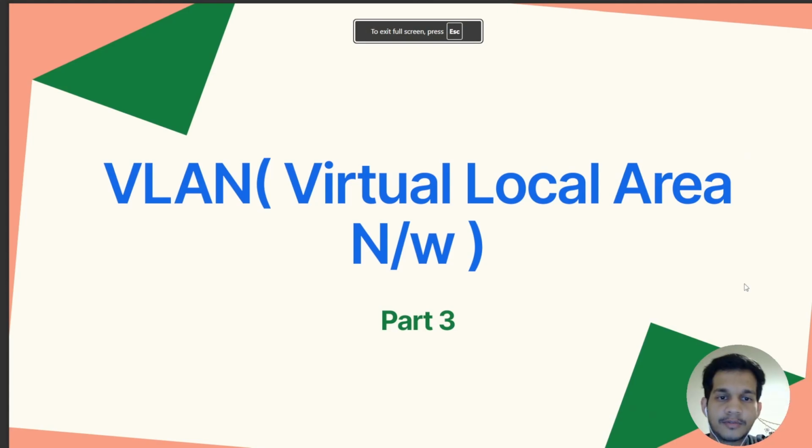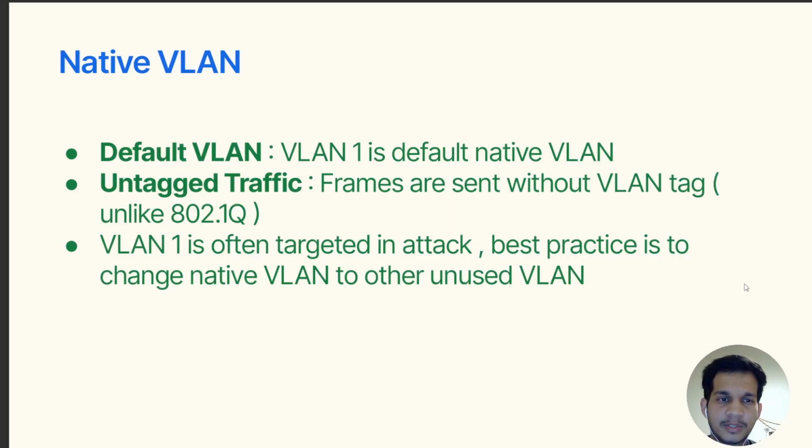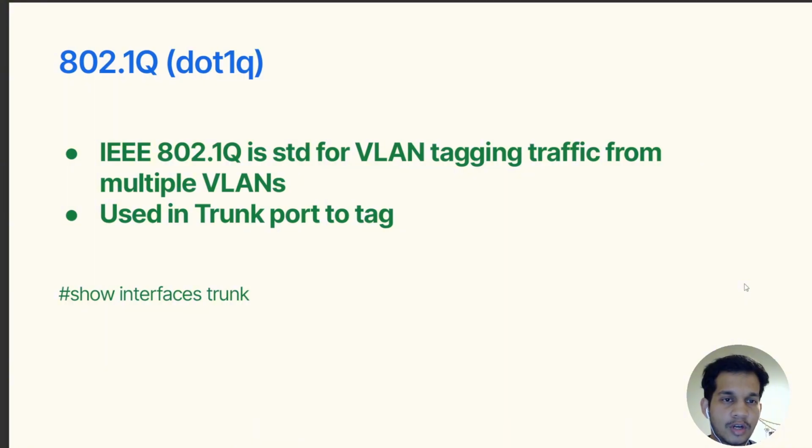So welcome back to the video, guys, in VLAN part 3. In the previous videos we saw how to configure access and trunk ports and how to do inter-VLAN routing. In this video we are going to cover more depth about inter-VLAN routing. Before that, I missed some concepts about native VLAN and 802.1Q.